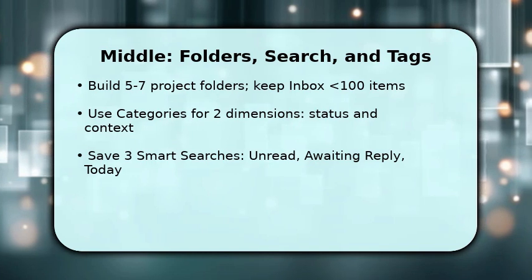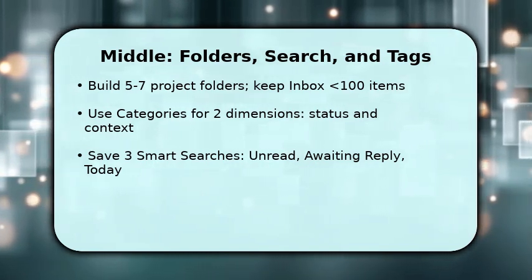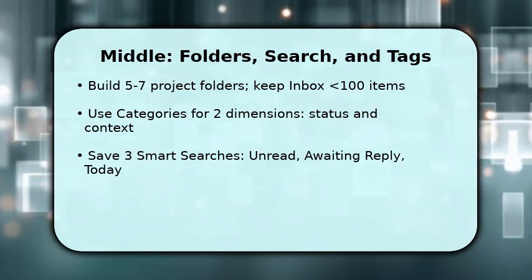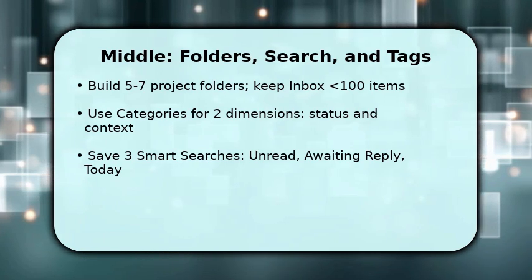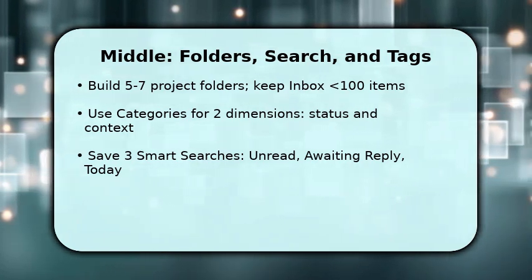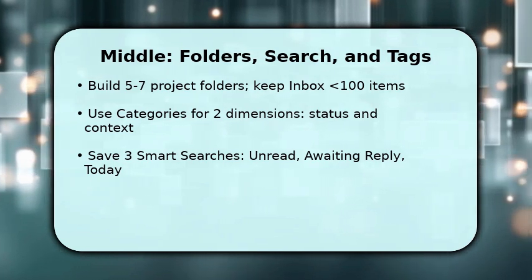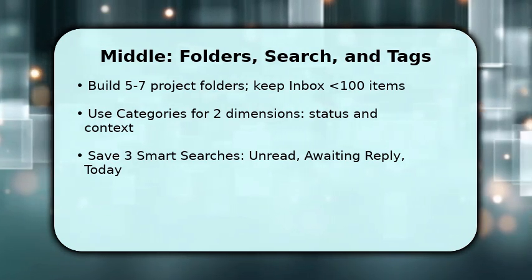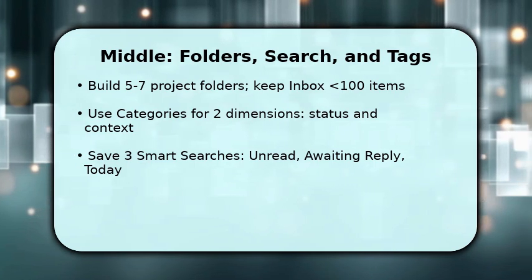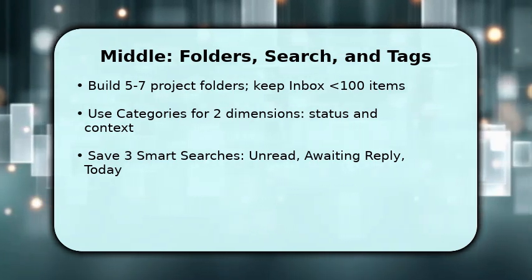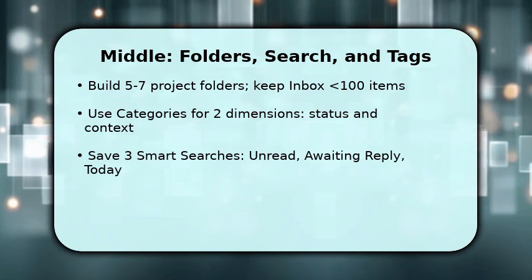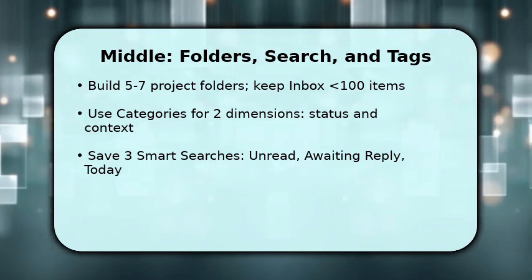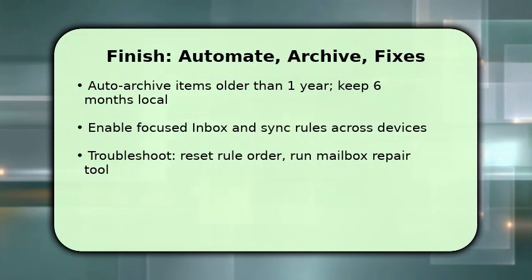Now you expand organization by building 5 to 7 project folders and a generic action folder. Aim to keep your inbox under 100 items so it stays actionable. Use categories as 2 dimensions, status and context, which lets you tag messages without duplicating them. Save 3 smart searches for unread, awaiting reply, and today to surface what matters. Also, make sure to apply categories when moving mail so search and filtering replace memorized folder locations, and speed up future retrieval.